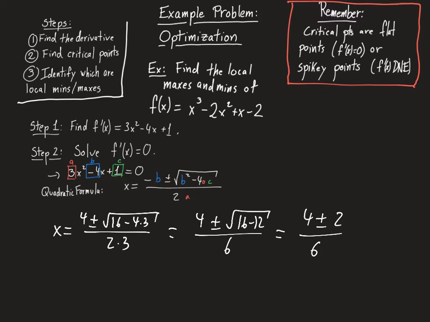Now, if you do plus 2, we get that x is equal to 4 plus 2 divided by 6, which is equal to 1. If you do minus 2, you get that x is equal to 4 minus 2 divided by 6, which is equal to 2 over 6, or in other words, 1/3.